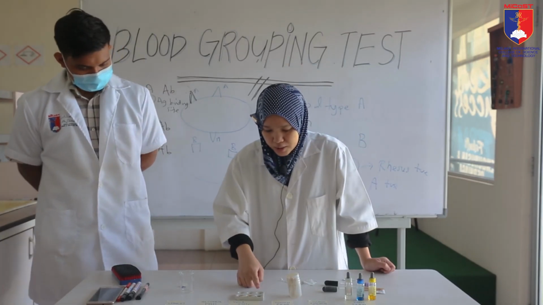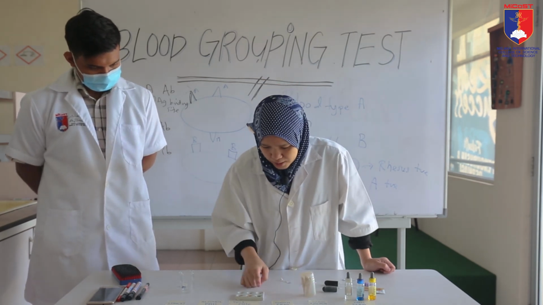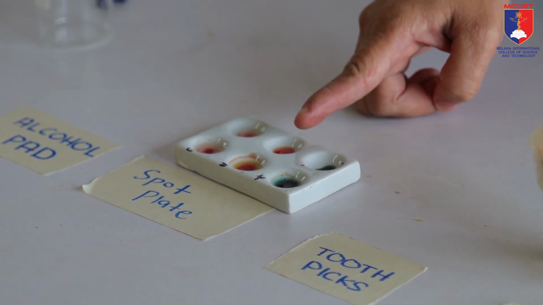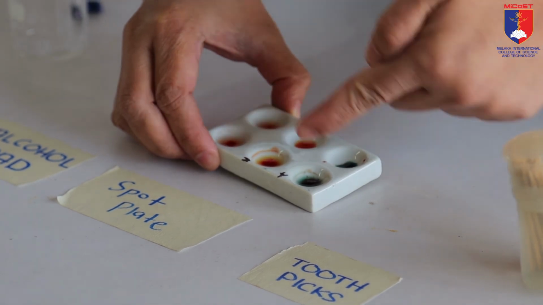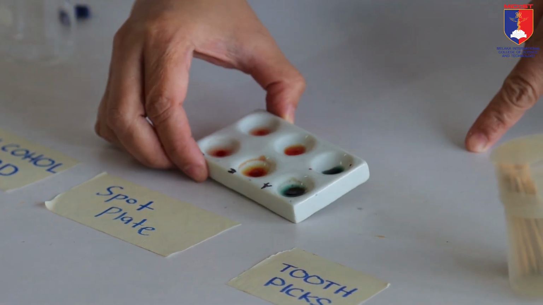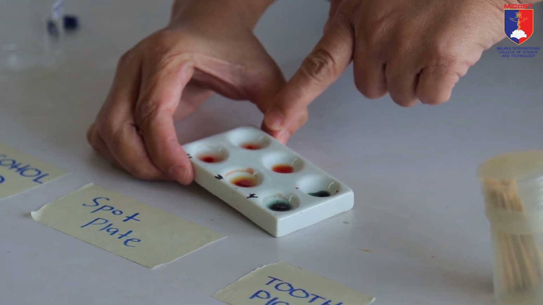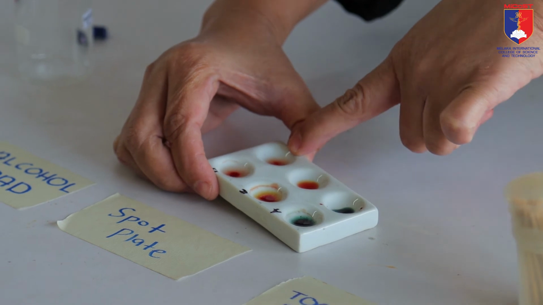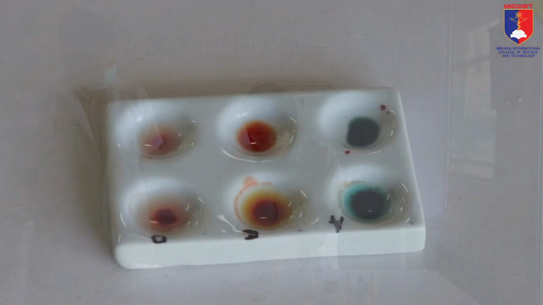Okay, so this is another blood sample, from me. We see there is no agglutination on A and B. Look at the differences with the above sample, but there is agglutination on D. So this means I am blood group O rhesus positive, because there is agglutination, or clumping, on D.